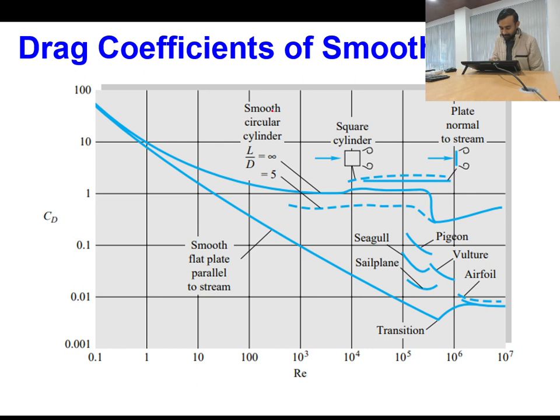Then if you have a smooth circular cylinder, or a square, or some flat plate which is normal to the flow, these are different drag coefficients. Even for some of the birds, drag coefficients are quantified over here. For example, for pigeons this is the drag coefficient, and for an airfoil this is the drag coefficient. So you can say that present-day airfoils are even more efficient in comparison to birds, because birds have a higher drag coefficient in comparison to the airfoil structure.